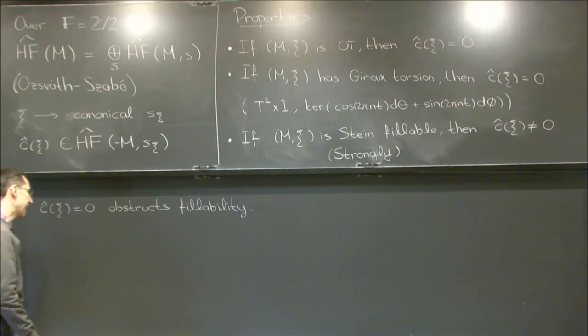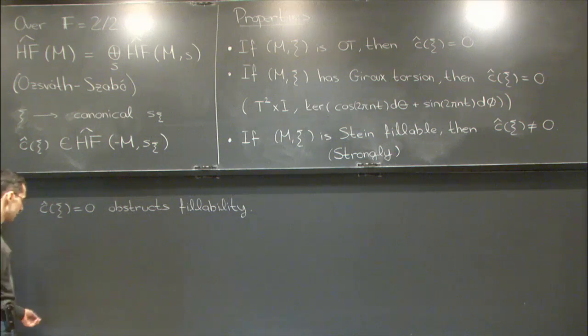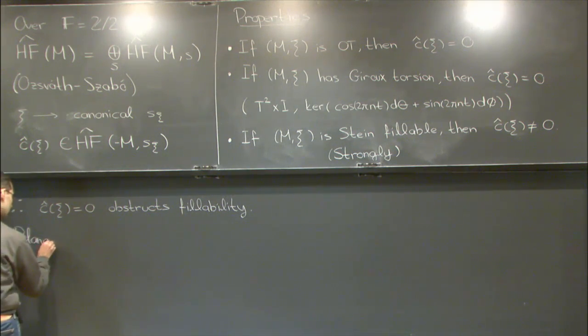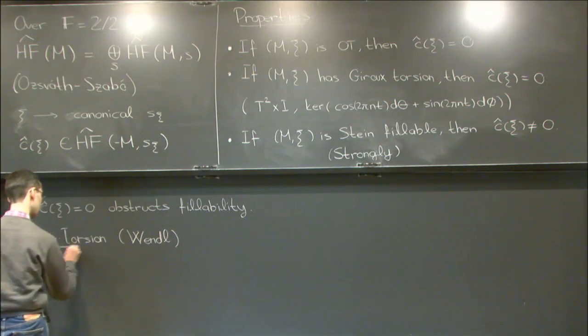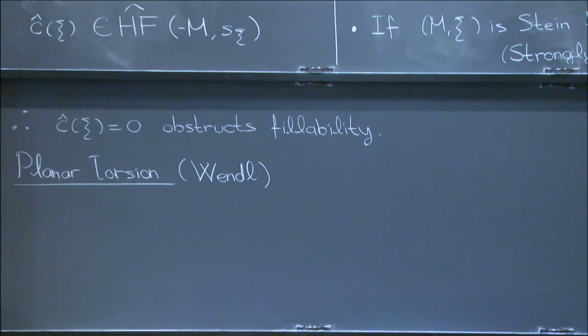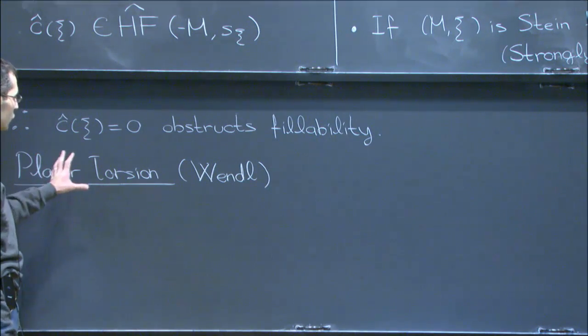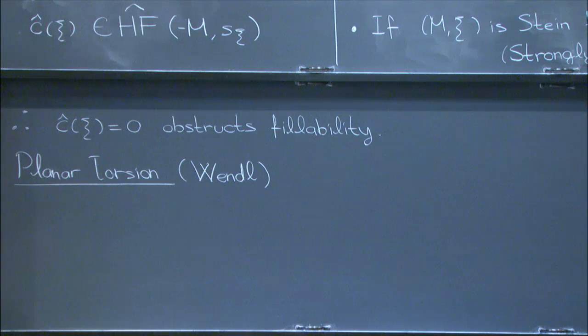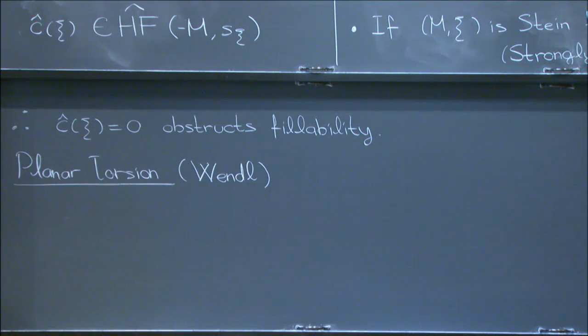Okay? So based on that observation, that's my assumption at least, Wendl generalized these geometric obstructions to fillability to an infinite family of such objects. And that's called planar torsion. This is by Chris Wendl. It's a little bit involved, so it's difficult to give the exact definition. But let me just say that a contact manifold is said to have planar k-torsion if it includes some codimension 0 submanifold which fibers over the circle with connected, genus 0 fibers with k+1 boundary components. Okay? So then the manifold is said to have planar k-torsion.